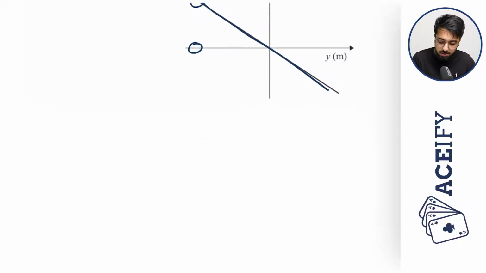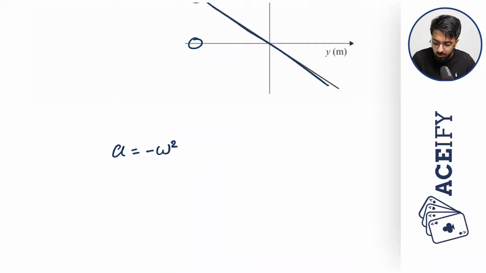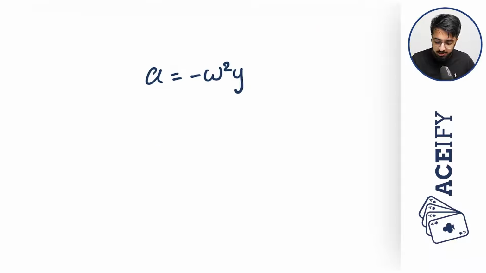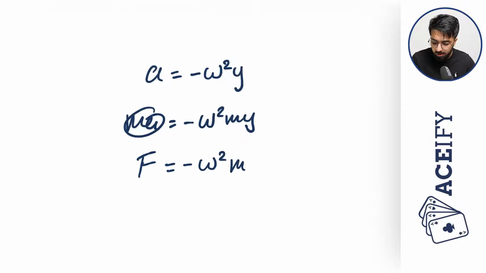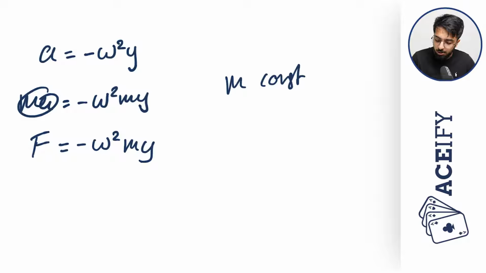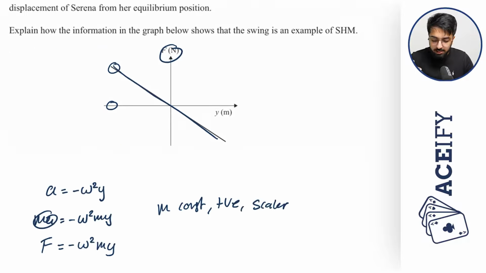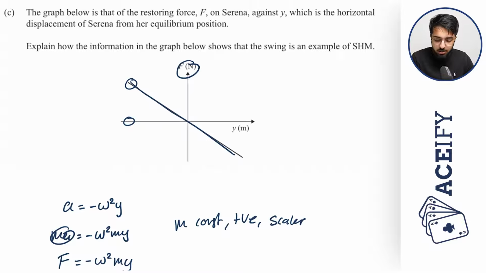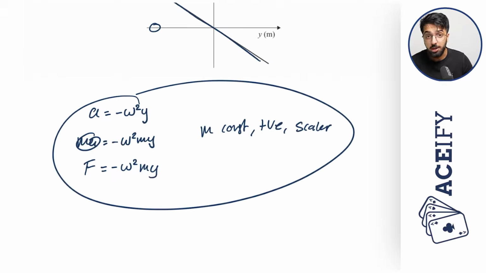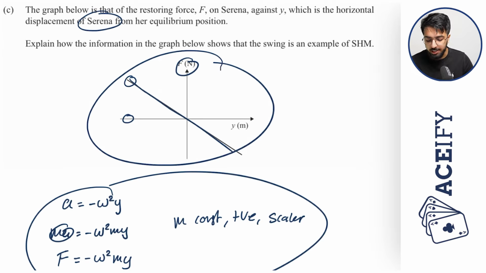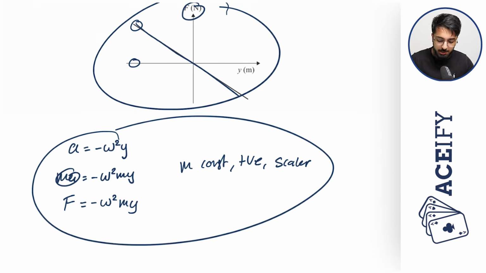The other way in which you can explain it is you can say that a is equal to negative ω squared y, okay? And if we multiply both sides by m, we get ma is equal to negative ω squared my, okay? And obviously ma is equal to force, so we get F equals negative ω squared my. Now, because m is a constant and positive scalar value, this basically just means as the pendulum swings, the mass of Serena does not change, right? So it has no effect on this graph, and so you can explain it that way as well, okay? Me personally, I prefer explaining it using the definition of simple harmonic motion and then referencing the graph, but you can also explain it this way, completely valid.